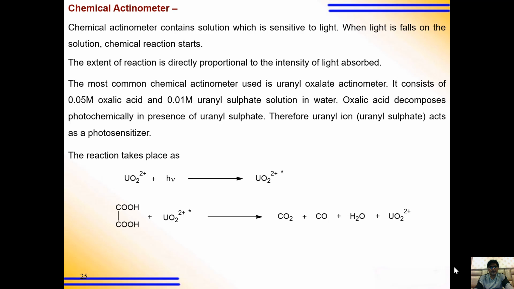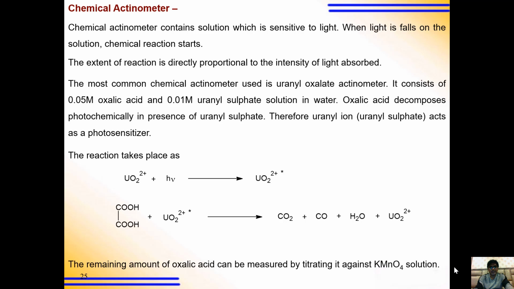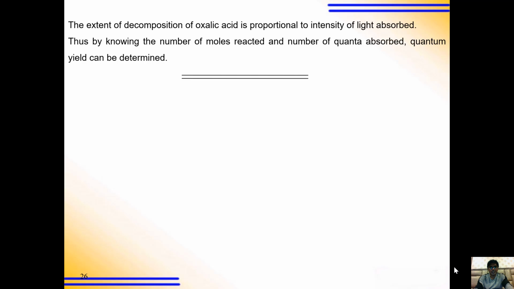The reaction takes place as follows: these uranyl ions in the presence of light absorb the light energy and form excited uranyl ions, which we represent with an asterisk. Now these excited uranyl ions, treated with oxalic acid, form CO2, CO and water molecules. The remaining amount of oxalic acid can be measured by titrating against a KMnO4 solution. The extent of decomposition of oxalic acid is proportional to the intensity of light absorbed. Thus, knowing the number of moles reacted and the number of quanta absorbed, the quantum yield can be determined.